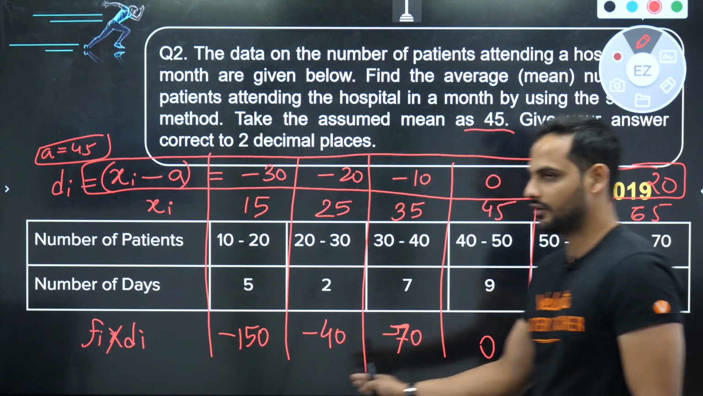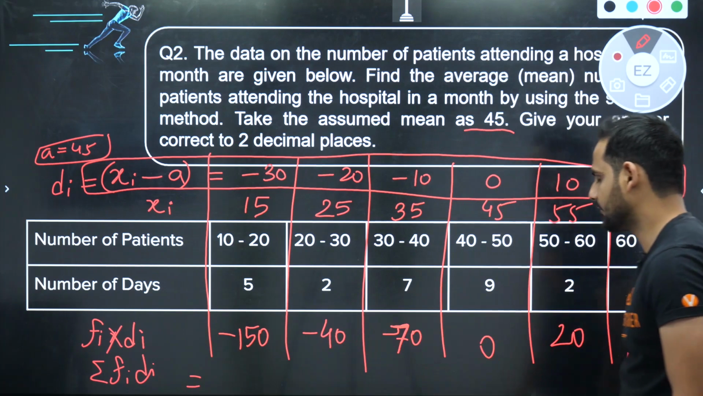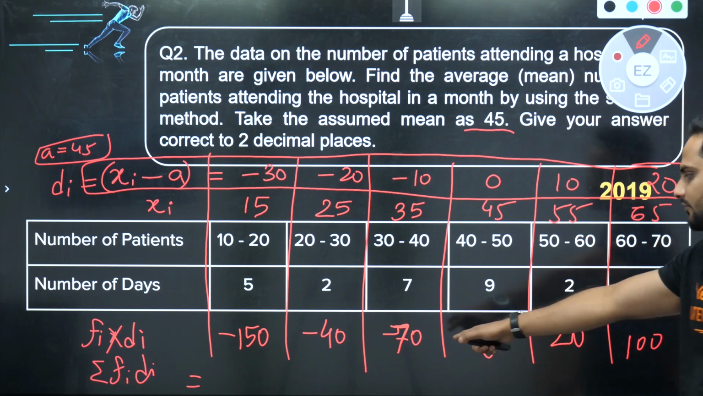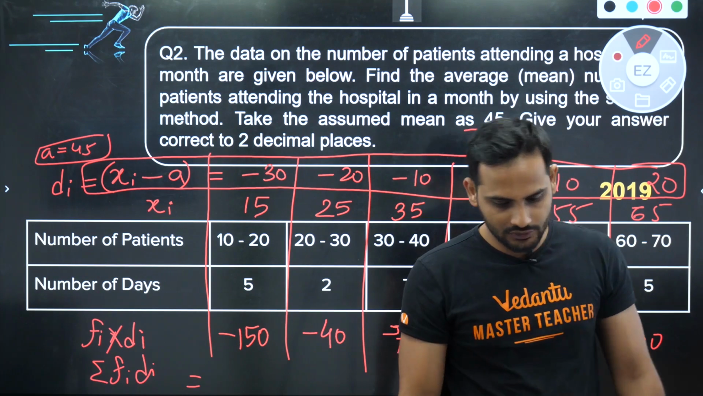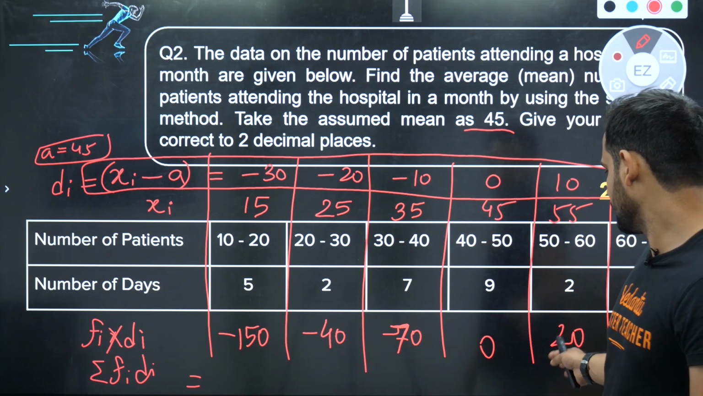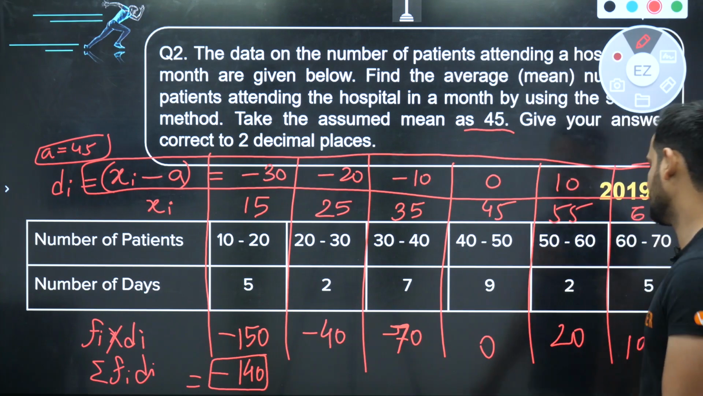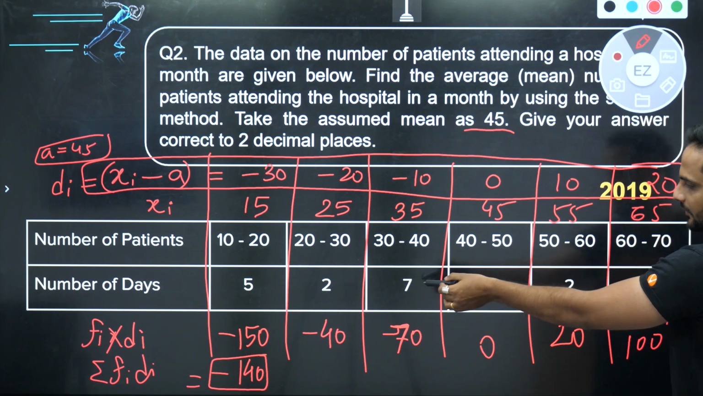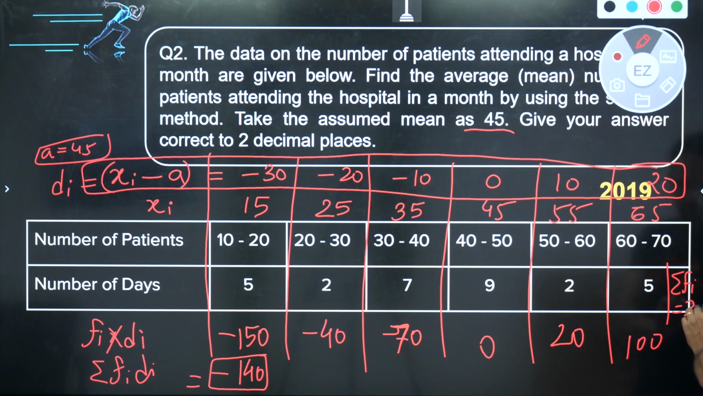So add all of them. The summation of fidi is equal to, see what is happening, minus 150 minus 40 gives you minus 190. Minus 190 and minus 70, if you add, you will get minus 260. Minus 260 plus 120, you will be getting minus 140. So minus 140 is the value of summation of fidi. What is the summation of frequency? 5 plus 2 is 7, 7 plus 7 is 14, 14 plus 9 is 23, 23 plus 2 is 25, 25 plus 5 is 30. Sum of frequency is 30.